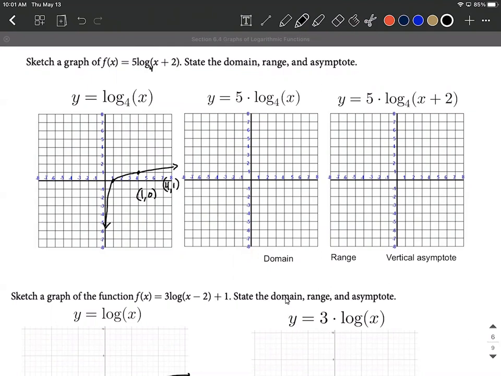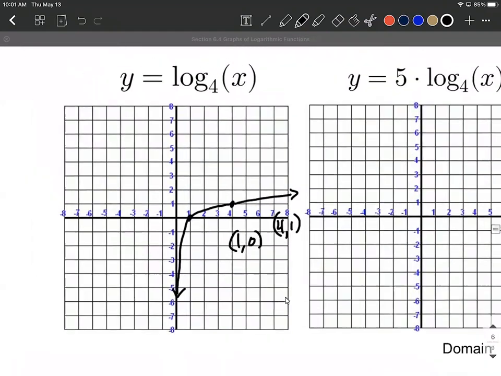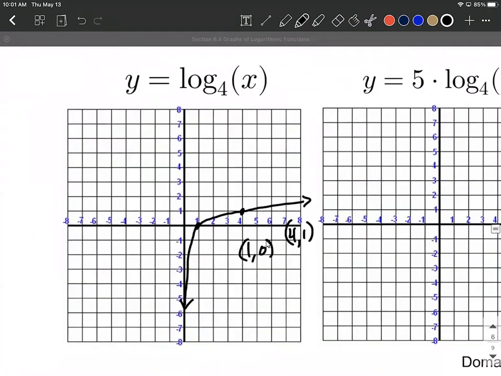So as we get going on these, what I always like to do is start out with a nice parent function, and then we'll apply one transformation at a time. So our parent function on this one is going to be log base 4 of x, which has these two key points. It's always (1, 0), and then the base, comma 1. So as you can see, our base here was 4.